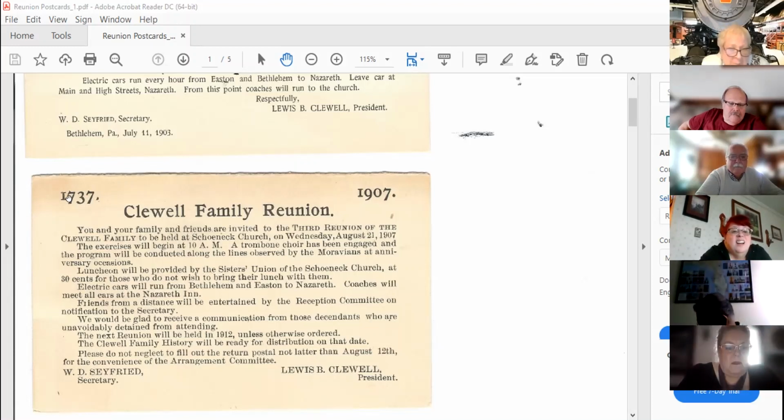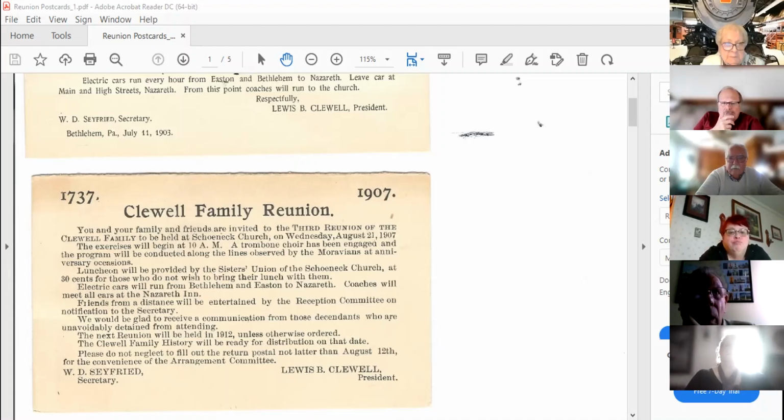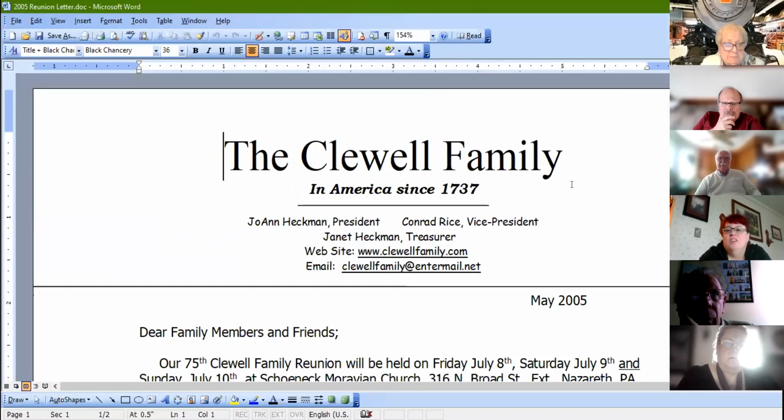Now here's, let me see if this is the right one I want to pull up. No, that's not it. It's not the one I wanted. Oh, there it is. Duh. New share. This is a sample of a letter that we would send out.